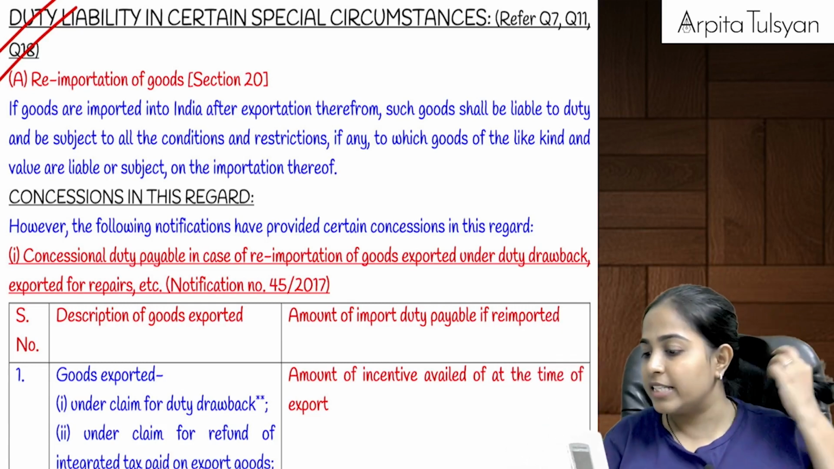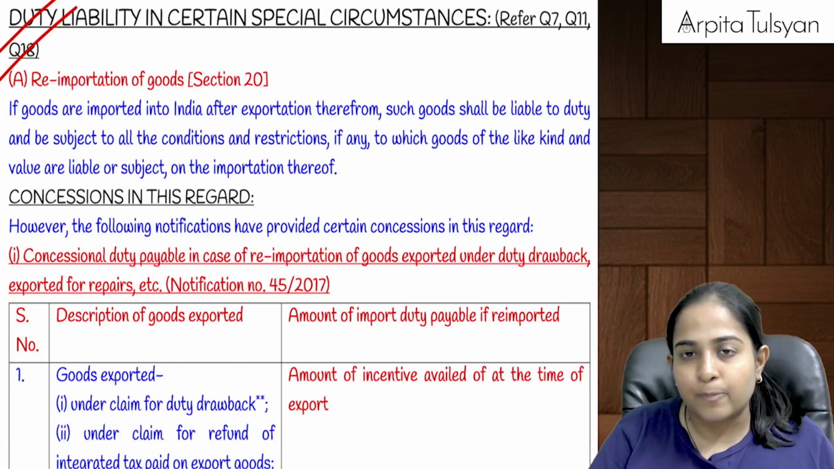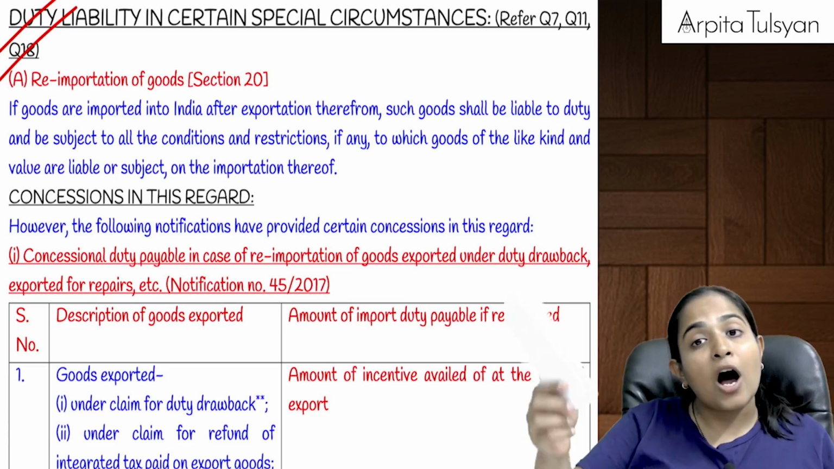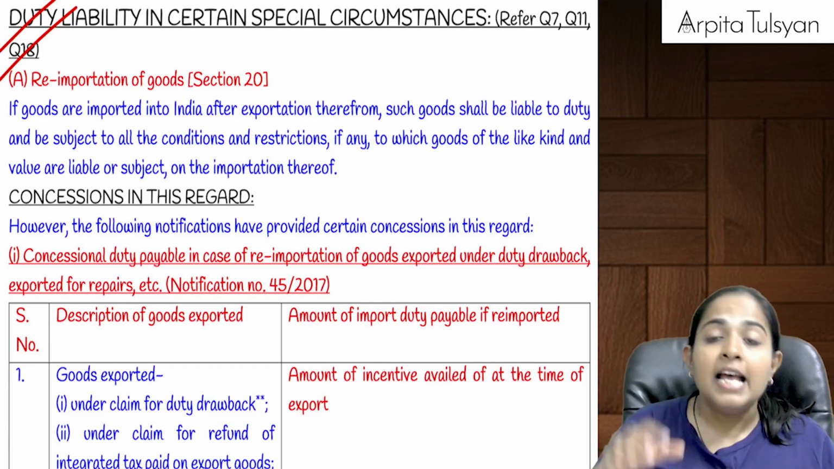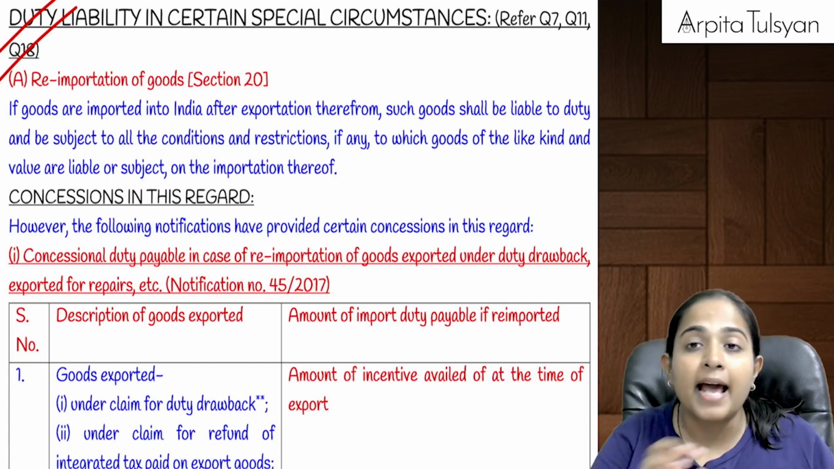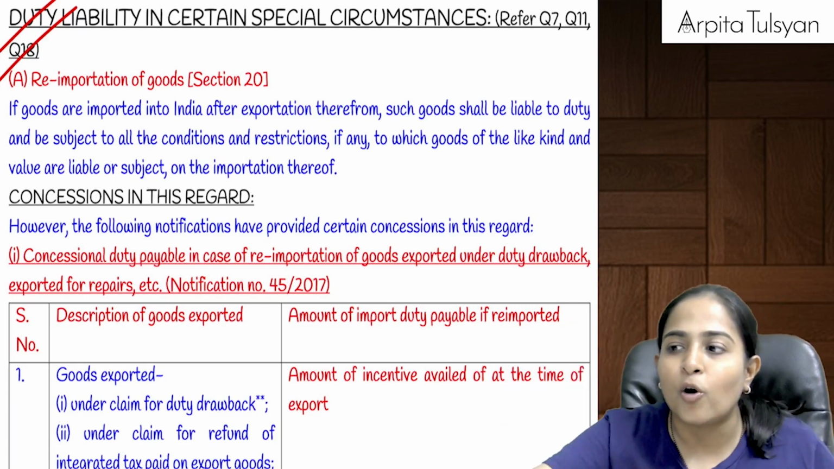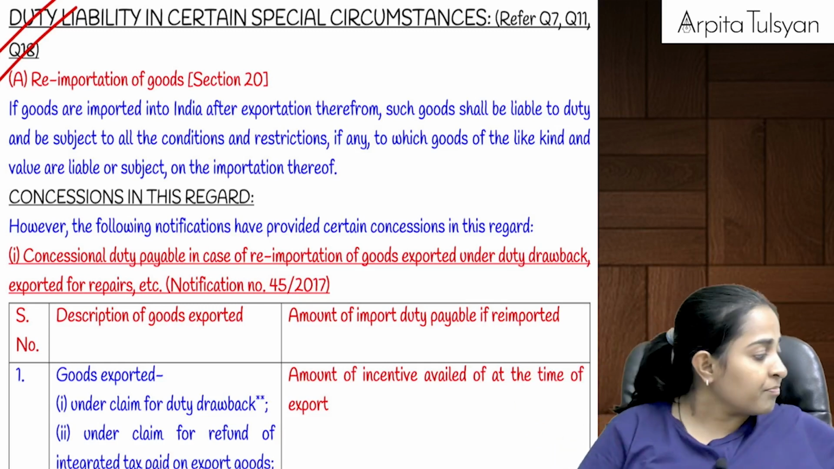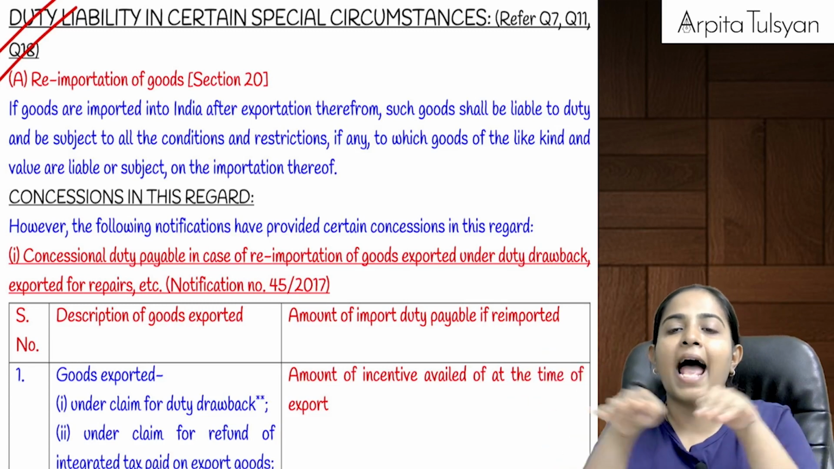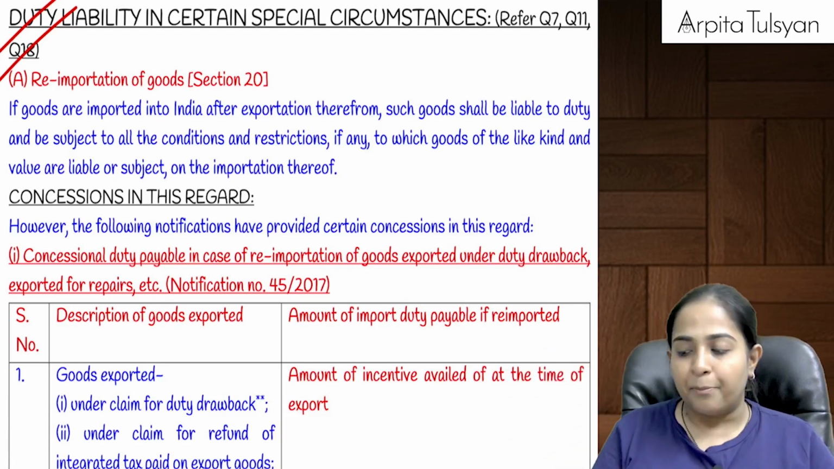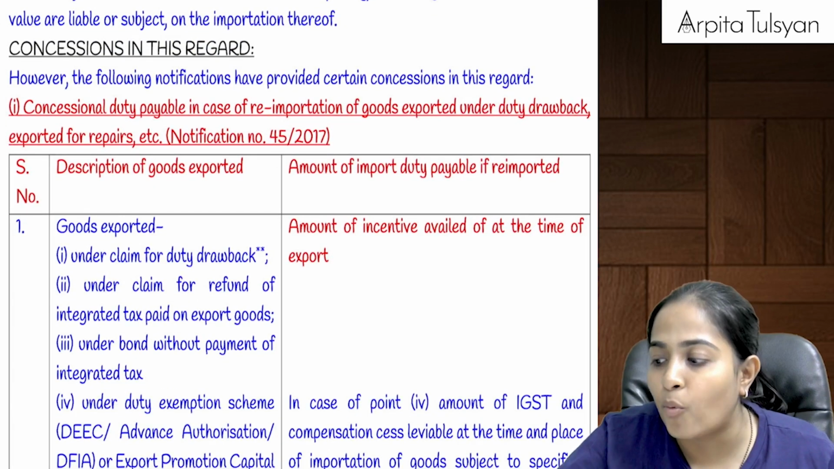Remember, we had studied this in GST also. So in such cases, you did the export, you took the export benefits also, and now you are re-importing. Section 20 says that when you re-import into the country, it should be considered a normal import, and if it is considered a normal import, then normal import duty will also become applicable. Are you clear with this? Yes. Section 20 says that re-importation is treated at par with importation, but there are certain concessions and some exemptions which have been provided to us.